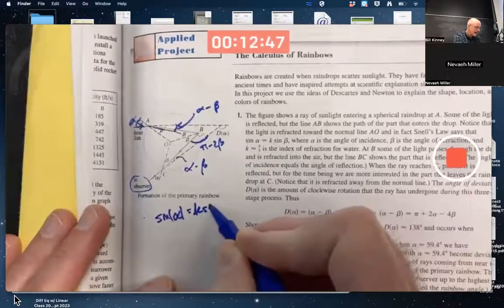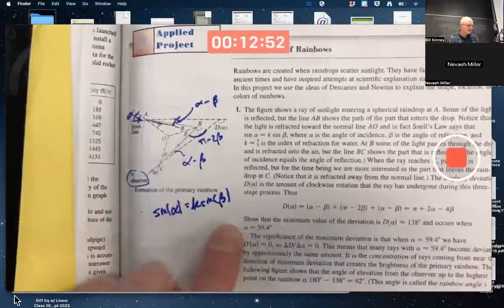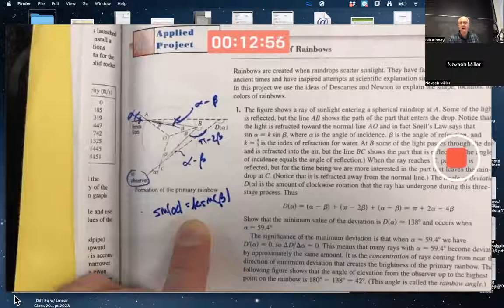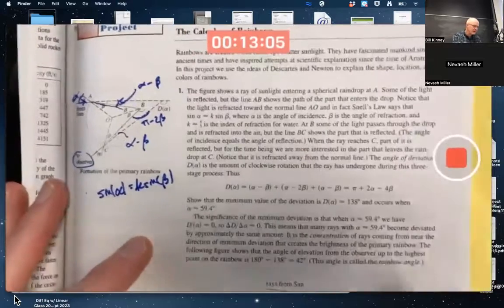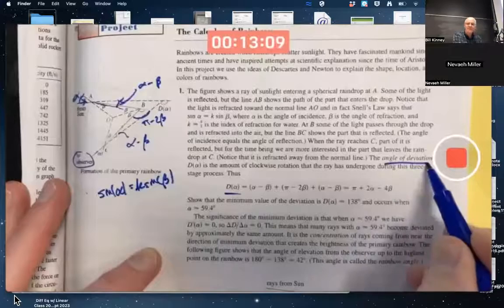where Snell's law says that sine alpha is k sine beta. Beta is a little smaller than alpha, so sine beta is a little smaller than sine alpha, which means k needs to be bigger than 1. And for water, it's about 1.333, 4/3 approximately. Not exactly. We came up with this formula for the angle of deviation.